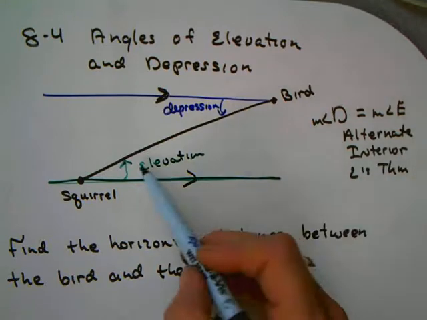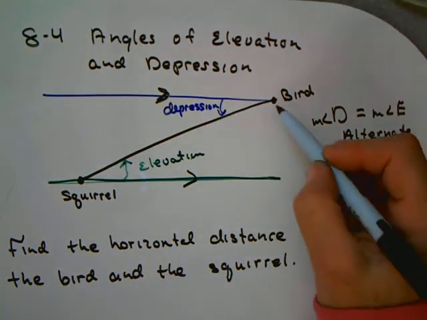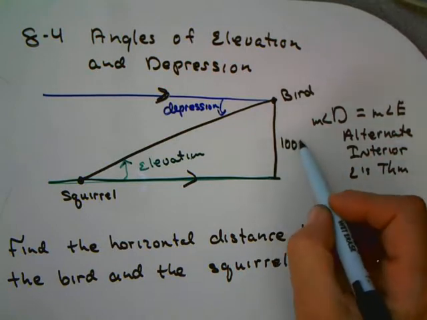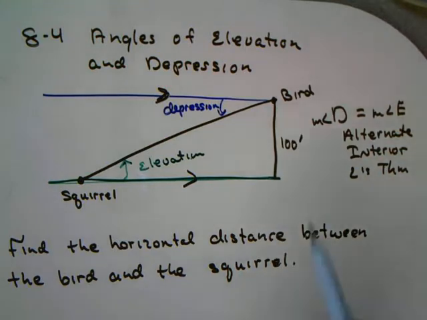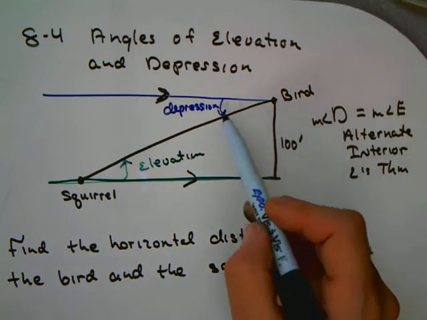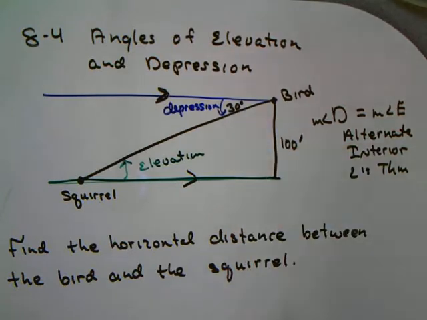Now, why is that good to know? Well, sometimes you might get something like, hey, this bird is actually 100 feet in the sky. He's flying at an altitude of 100 feet. He looks down and he sees a squirrel. And he looked down with an angle of depression of 30 degrees. And they might say to you, in fact, they do a lot, what is the horizontal distance between the bird and the squirrel? We'll just call that D.